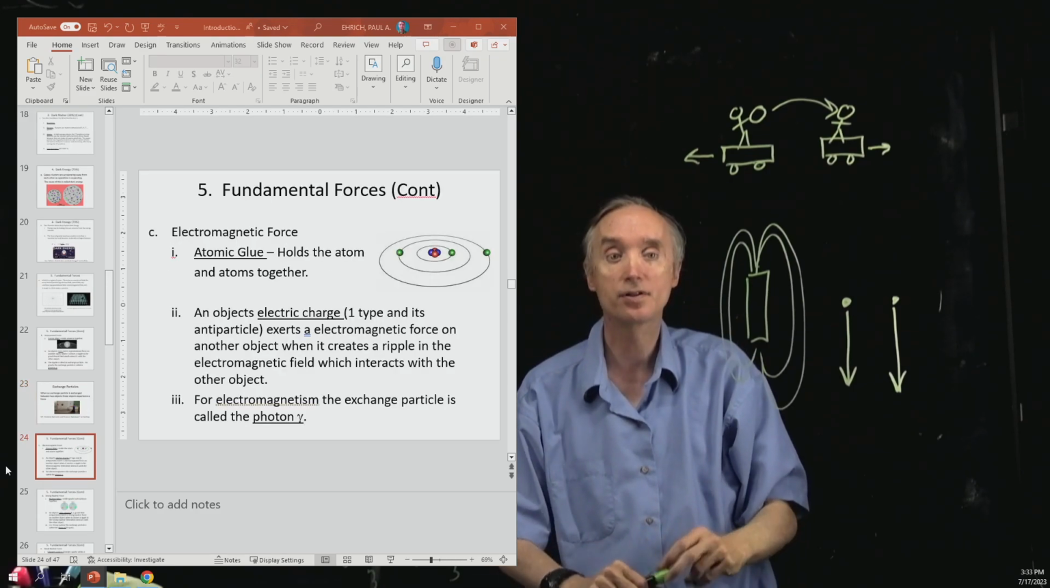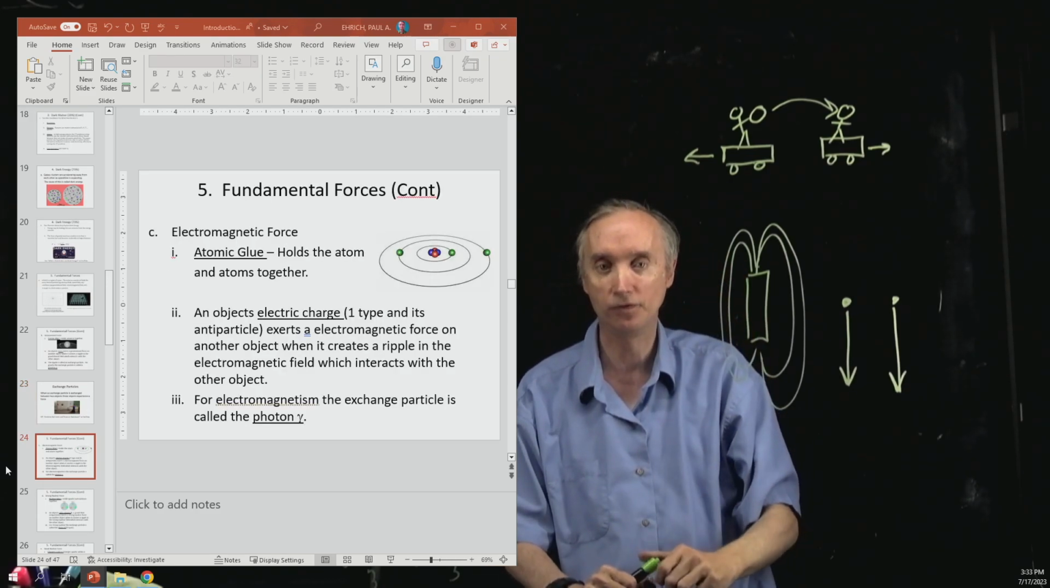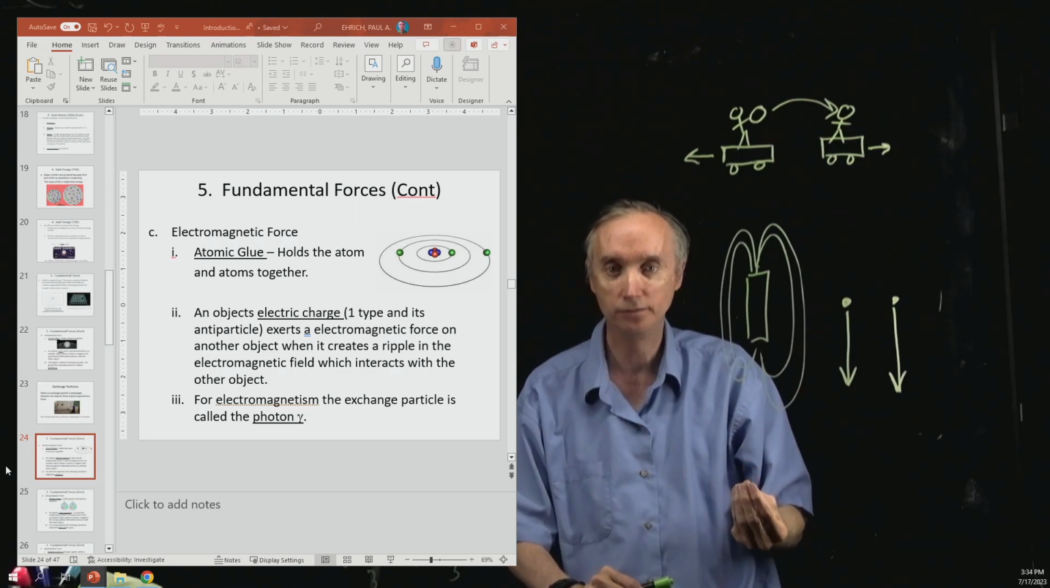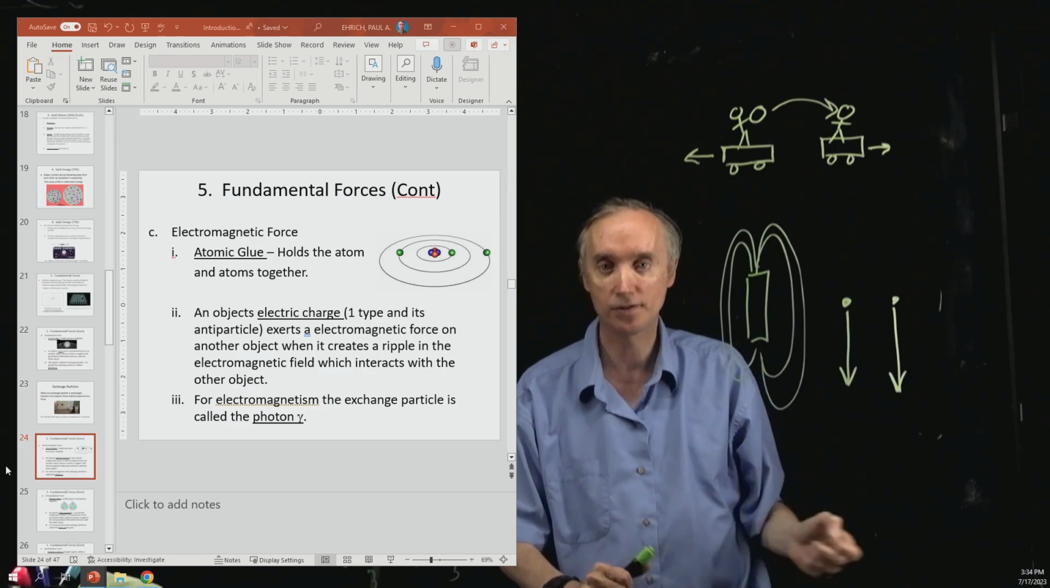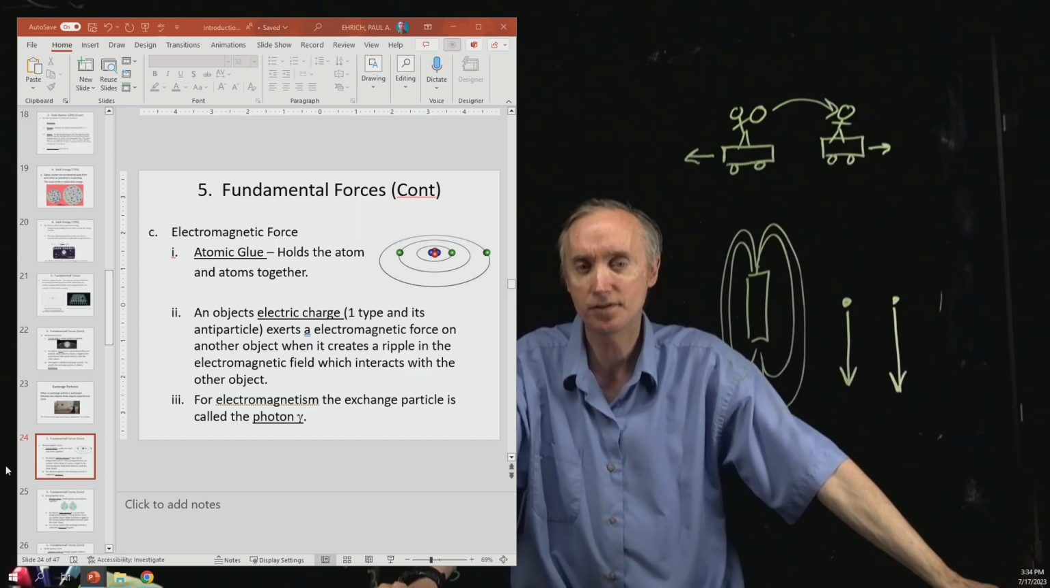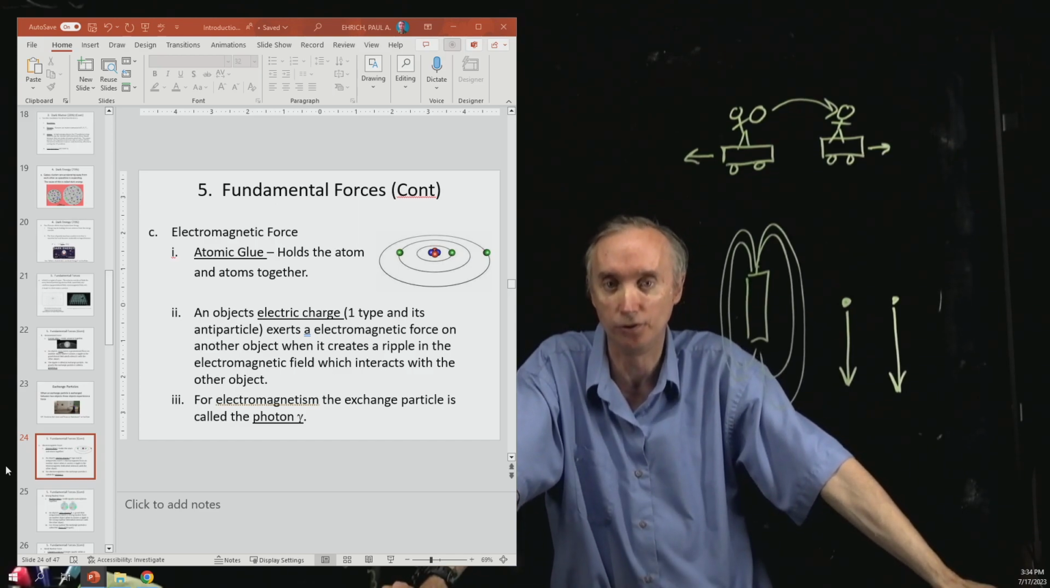All right, now let's go to the second fundamental force that controls the universe. The first one was gravity. The second one is the electromagnetic force. This is going to be the atomic glue. It's going to hold the atom together, and it's also going to hold atoms together.